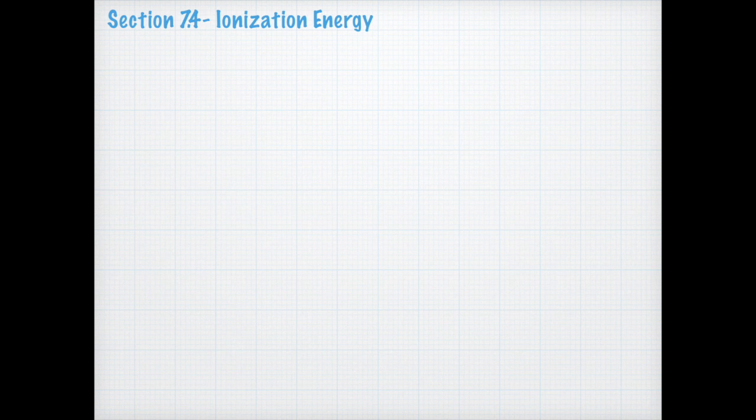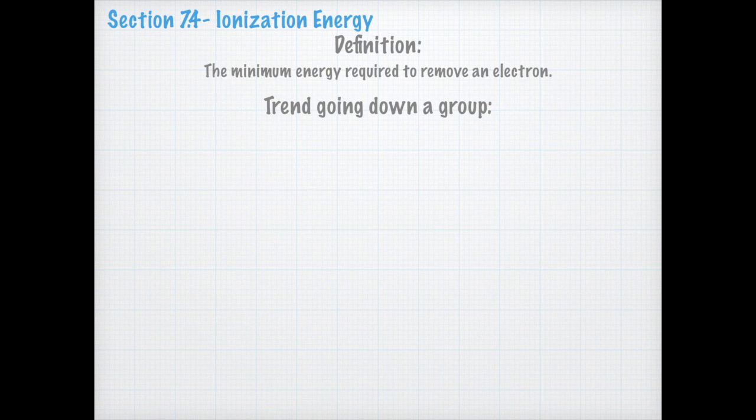Another characteristic of atoms is their ionization energy. And when we're discussing ionization energy, we're going to be talking about the size of the atom, which we just went over. The ionization energy is the minimum energy required to remove an electron. And so if we think about it, as you move down a group, the number of principal energy levels increases. And so as a result, the effective nuclear charge, the attraction that the nucleus has for electrons, is going to decrease because you have more and more electrons between the electron you're trying to remove and the nucleus.